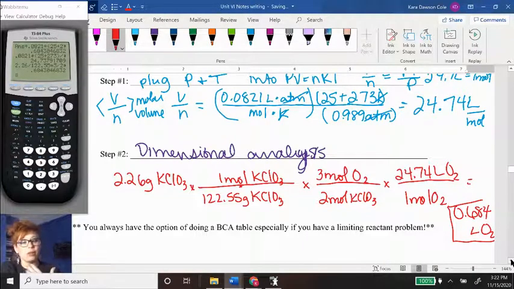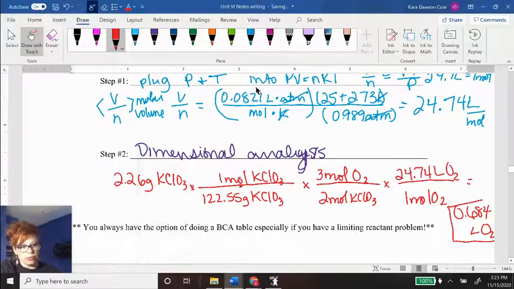Now, you always have the option of doing a BCA table. So whenever you're doing these problems, you can use your BCA table method if you want to use that. That is absolutely up to you, and it's absolutely fine to use it. So if you're very comfortable with the BCA table, you can use that. I do give a few limiting reactant problems, and you do have to find the limiting reactant. So if you have to find that, that's going to be something that a BCA table really works well for. If you don't want to use a BCA table, don't use a BCA table. Not that big of a deal, right?